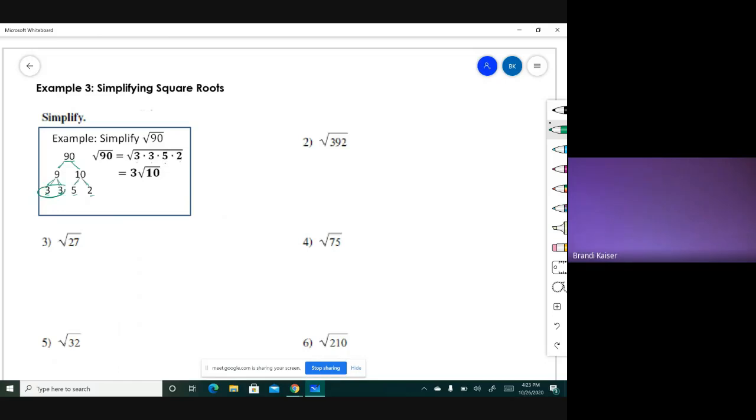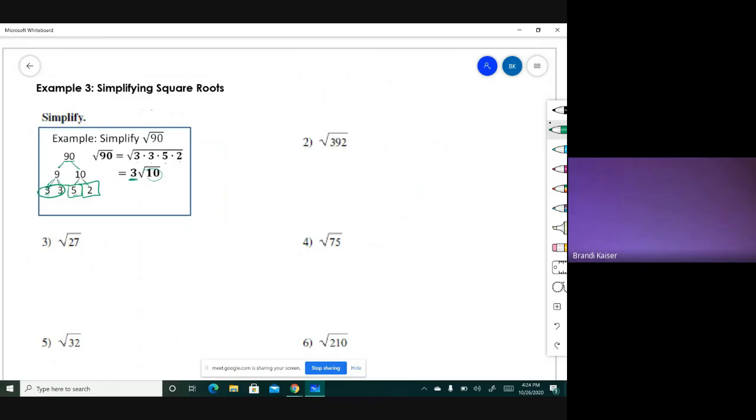So my pair is this pair of 3s, right? So those 3s move outside the radical. The 5 and the 2 are singles. They don't have a matching pair. You can't wear a flip-flop and a snow boot together. That's not very practical. So the 5 and the 2 go back inside, but because they're factors, we multiply them back together and they become this 10 right here. So 3 radical 10 is the simplified version of the square root of 90, or radical 90.